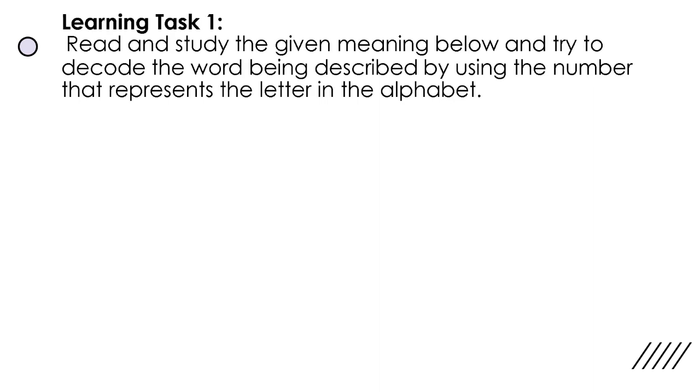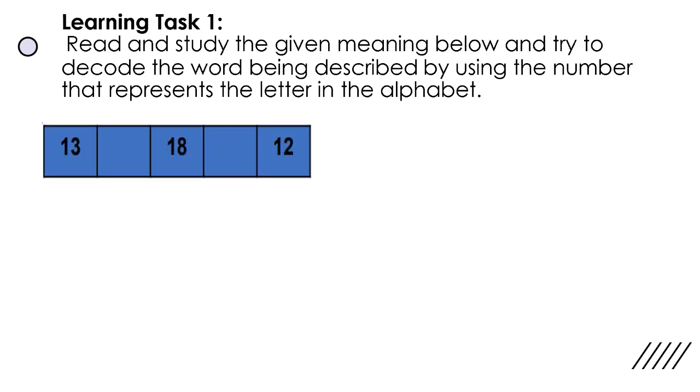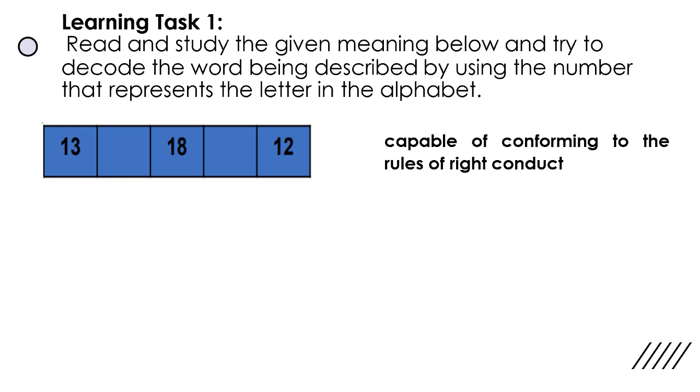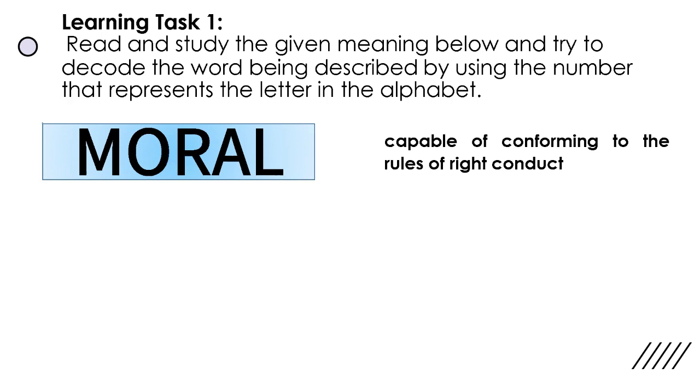Read and study the given meaning below and try to decode the word being described by using the number that represents the letter in the alphabet. A is for 1, B is for 2, and so on and so forth. Let's have this word. This means capable of conforming to the rules of right conduct. What do you think is the word being referred to this meaning? You got it right. That is moral. Again, moral. Very good.